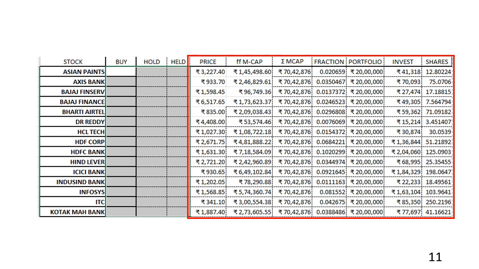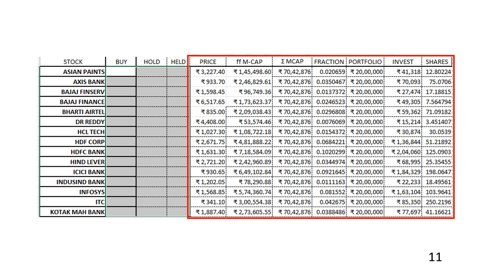Now, what I do is I calculate how many shares I need. Since I know how much money I'm going to invest in each company, all I do is divide the investment amount, which is the second column from the right, by the price, which is the first column inside the red box. That gives me the total number of shares. Now this will be a fractional amount. For example, Asian Paints, I will be investing 41,318 rupees, and I can buy 12.80224 shares. In India, we cannot buy fractional shares.